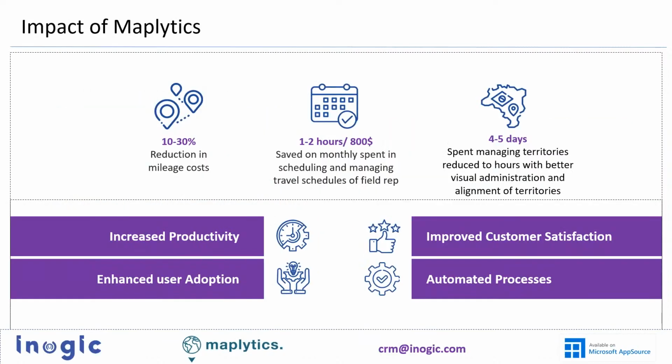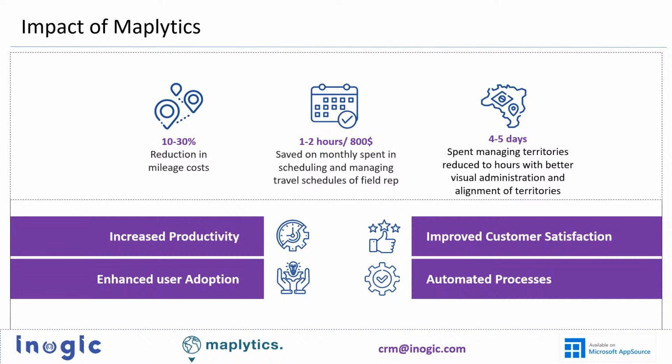Before we start with the overview of the features to be covered today, let's see a few examples based on the impact of Maplytics on the business. With Maplytics in use, organizations are able to reduce the mileage cost by 10 to 30%. And we all know how valuable it is to save fuel while the price is going up. Scheduling field trips used to be a tedious process, but with Maplytics, people are now able to save 1 to 2 hours daily. That amounts to about $800 each month.